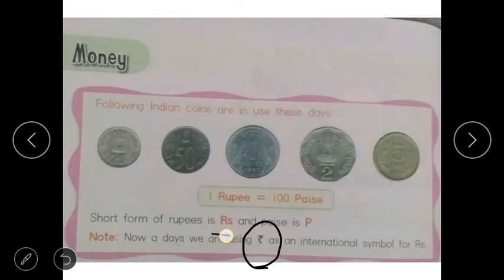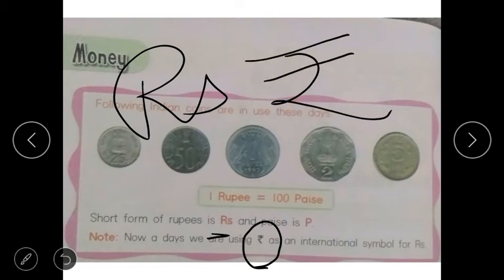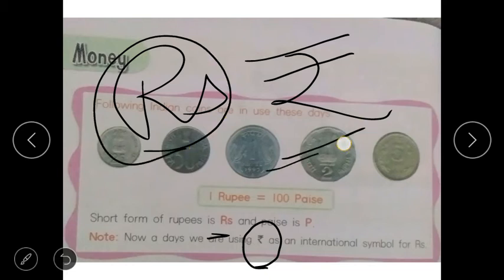Firstly, rupees was denoted in this way, RS, but now rupees is denoted in this way. So this is the international symbol for rupees. Now, instead of writing out rupees, we use this symbol for writing rupees. Now look here.